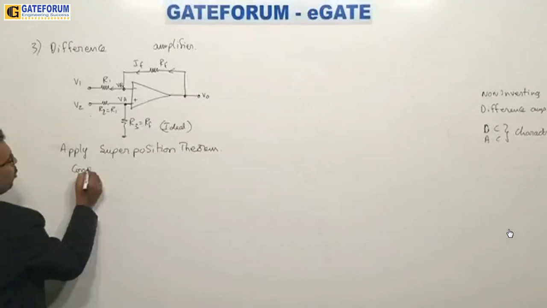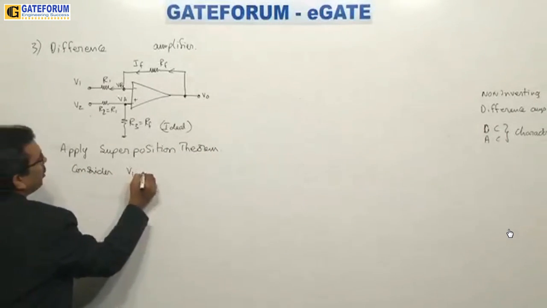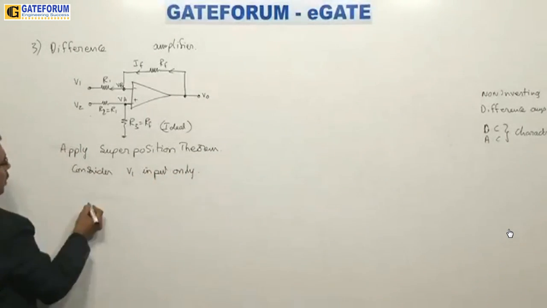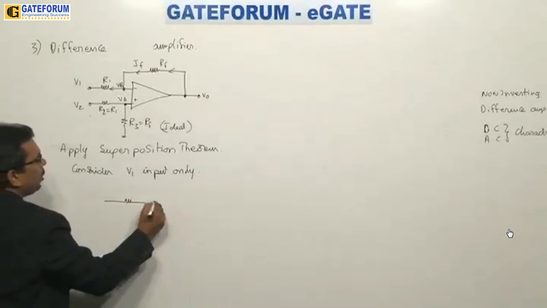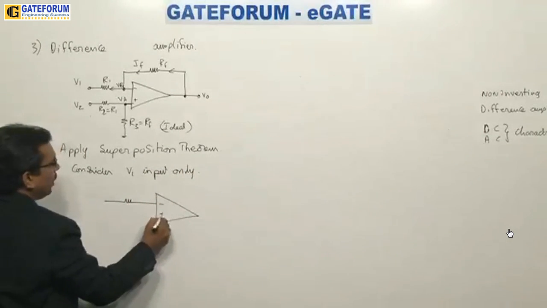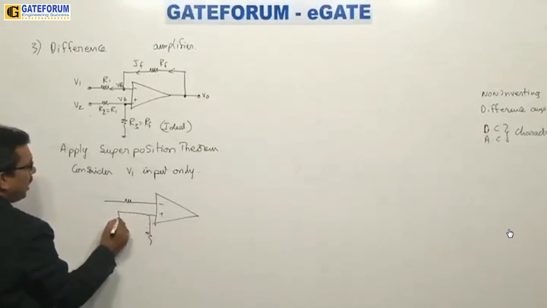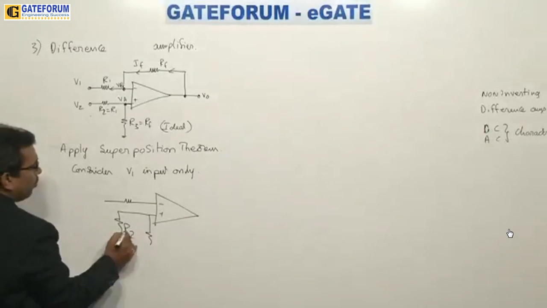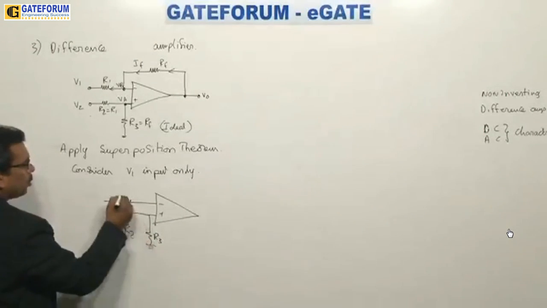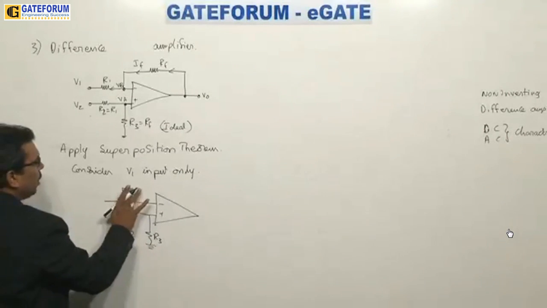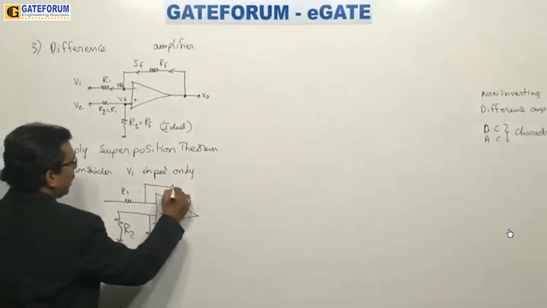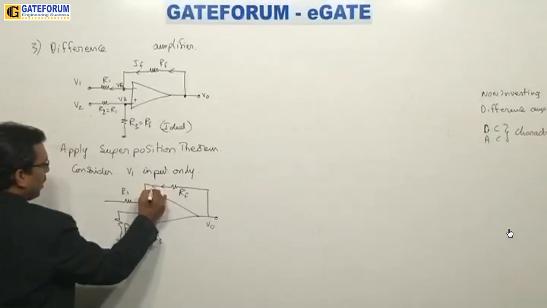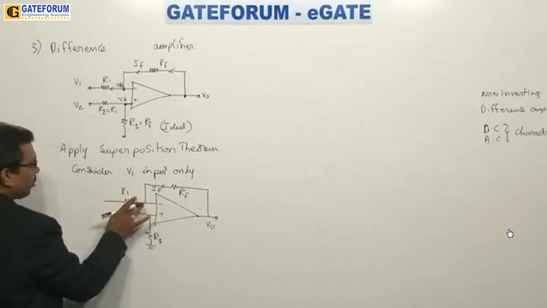Now consider V1 input only. If you consider V1 input only, then I need to take the circuit like this, minus plus. This is ground and this one is also grounded. That is, the R2 resistance and R3 resistance are both grounded, so there is no use of this. Now I have the R1 resistance and the feedback resistance RF here, V output, IF here and I here.